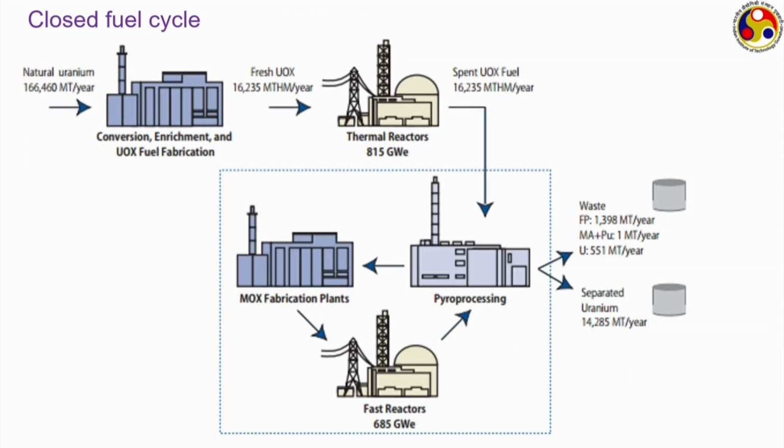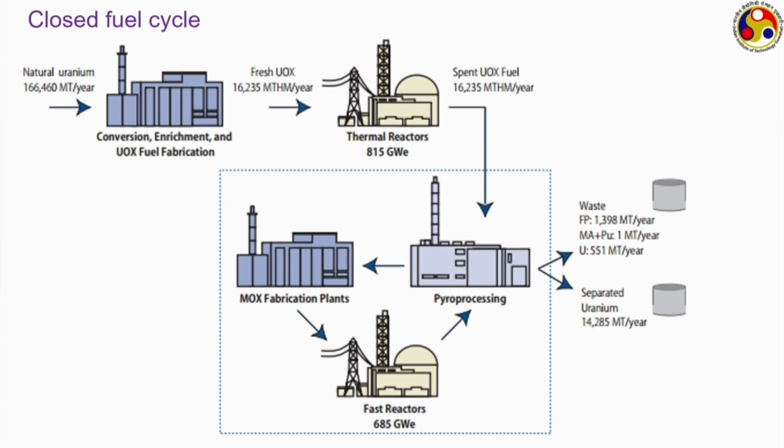But more popular one is the closed fuel cycle. Here initial part is the same, natural uranium coming to the reprocessing industries or processing industries, where they are converted and enriched to form uranium oxide, and that is taken to the thermal reactor. Here the capacity of thermal reactor is considered to be lower, or I should say smaller. But the spent uranium oxide fuel that is coming out of this thermal reactor is not just thrown to the atmosphere, rather that is supplied to a fast reactor, which is also coupled with a pyroprocessor and a MOX fabrication plant.